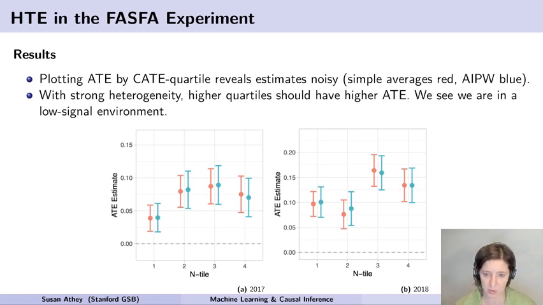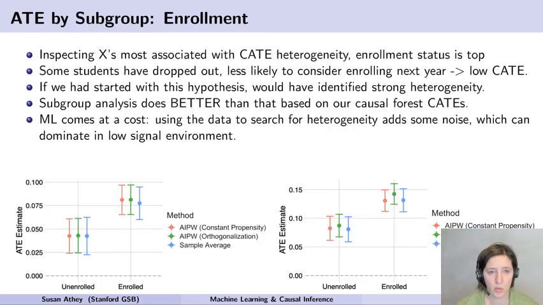Now, there's some distinguishing here. This isn't nothing. And again, in the regression analysis, we saw there was a significant relationship between actual treatment effects and estimated treatment effects. But it's not super strong. And that's what we're seeing playing out in this picture. So when we look at which X's are most associated with CATE heterogeneity, enrollment status is the top covariate.